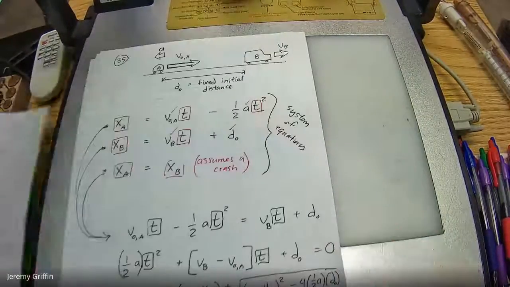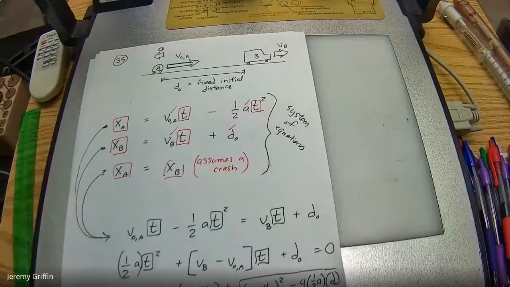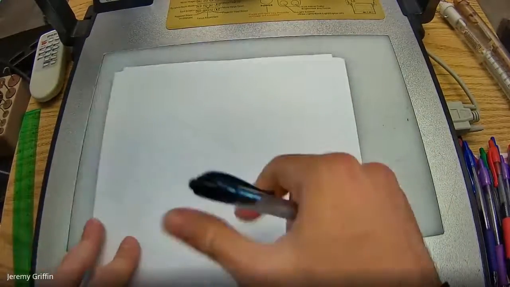Let's do number 60. If you look real close, number 59 and number 60 are the same situation. One, they give you numbers. One, they say solve in terms of variables. Well, let's look at the variables version of this.